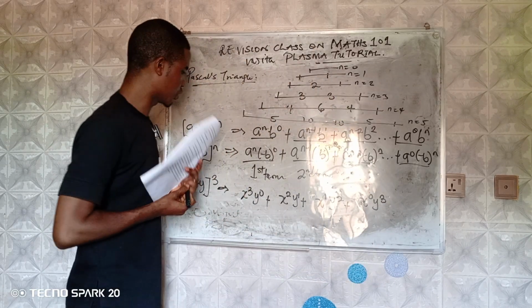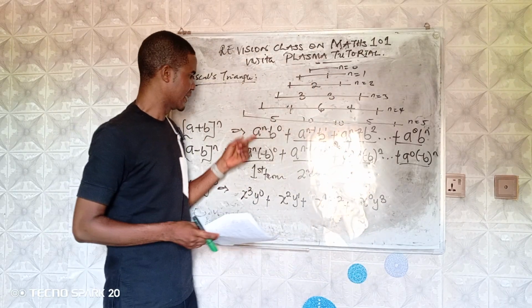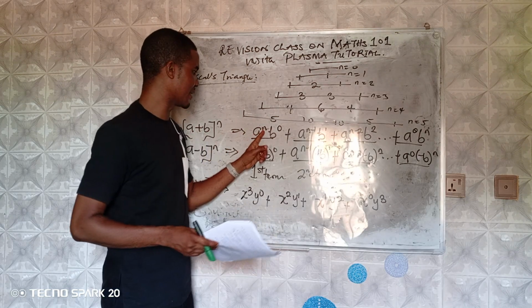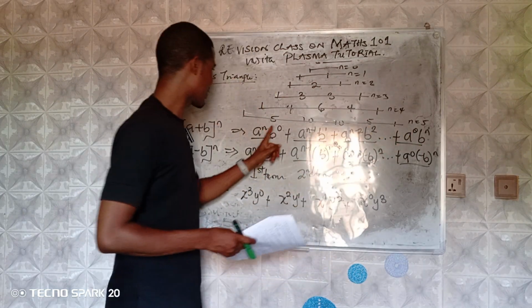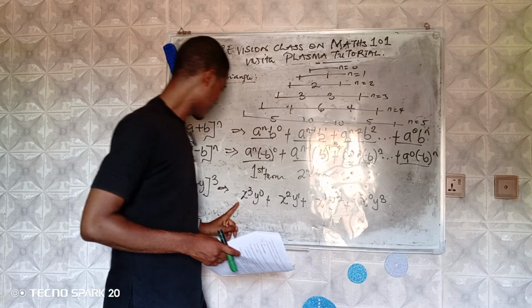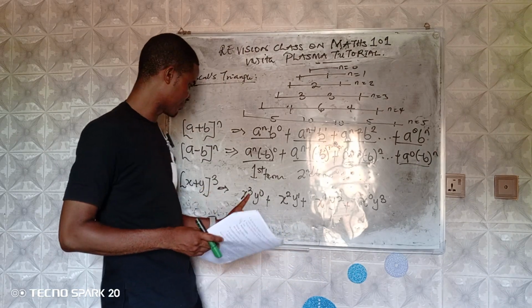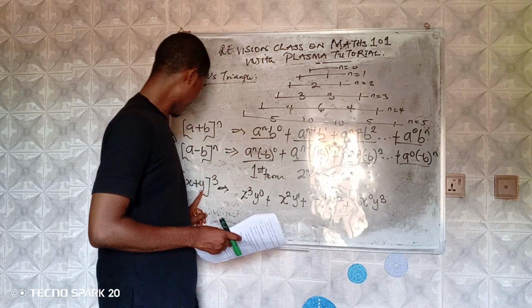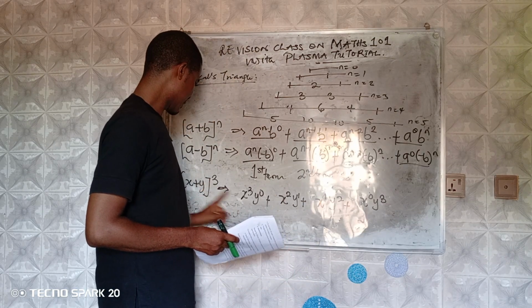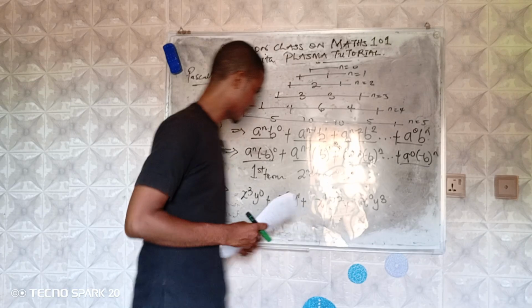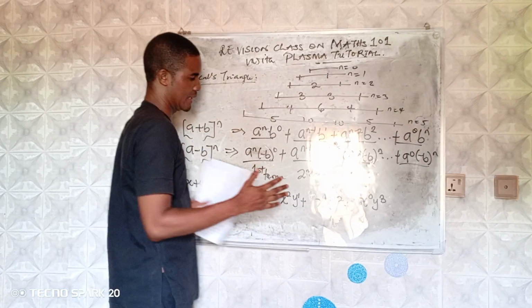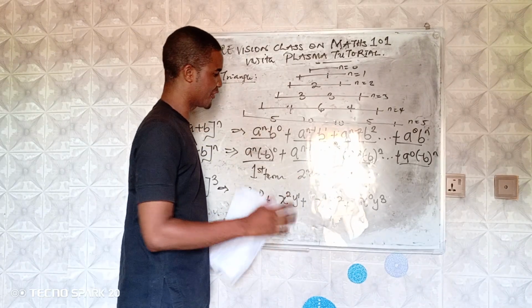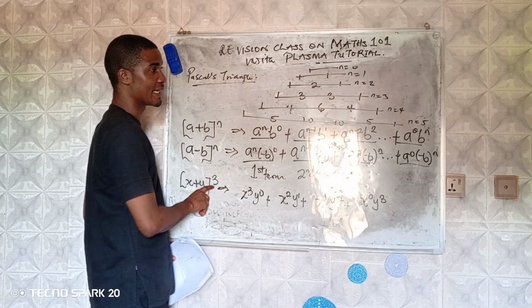You see that I'm through with the application of the theory that says that A will start from n and end at 0, while B will start from 0 and end at n. So you see that A, which is my x here, starts from 3 and has ended at 0, and my y started from 0 and has ended at 3. The next thing is to fix in their coefficients. So the power n here is 3.